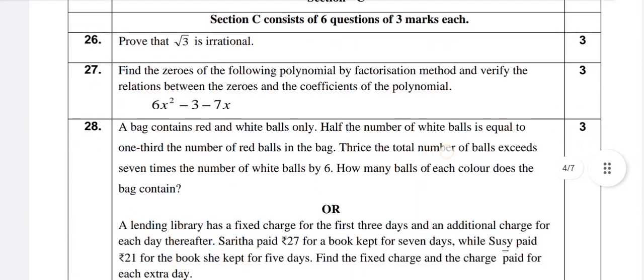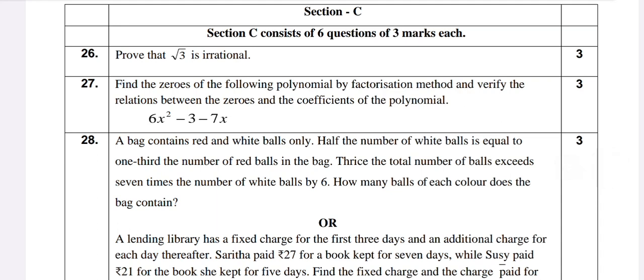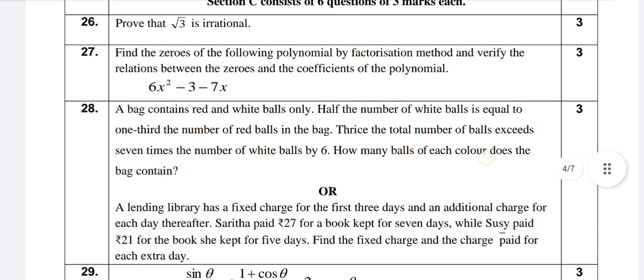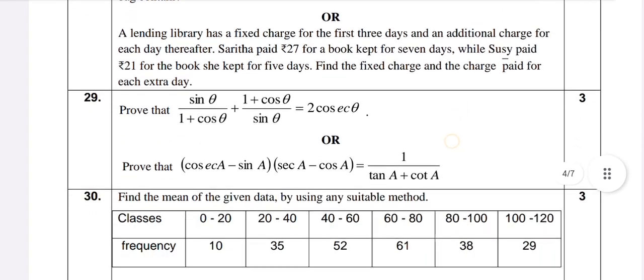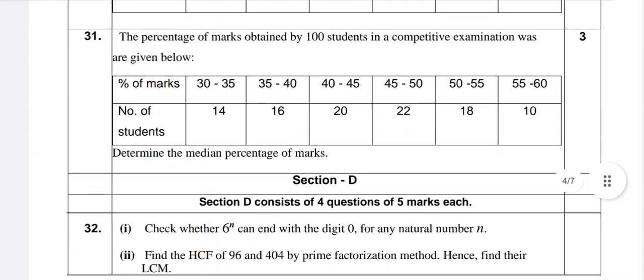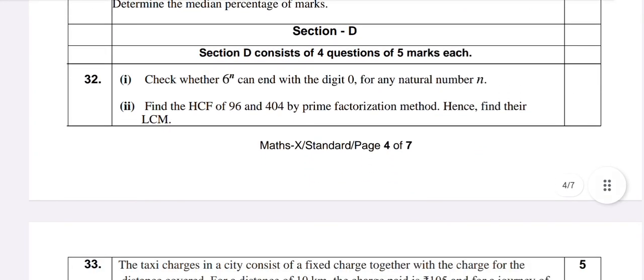Now coming to Section C, these are also very common or previously asked questions. As you know, 6 questions will be asked. These are the 6 questions of 3 marks. Okay, some questions are also from trigonometry. Now coming to Section D, which has 4 questions of 5 marks.